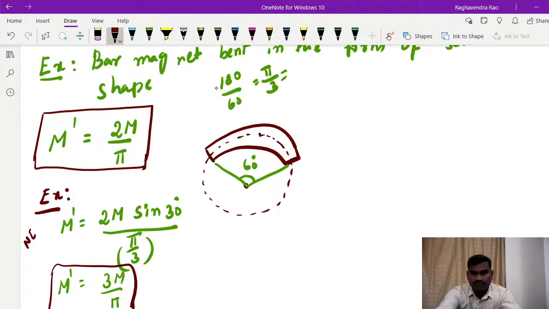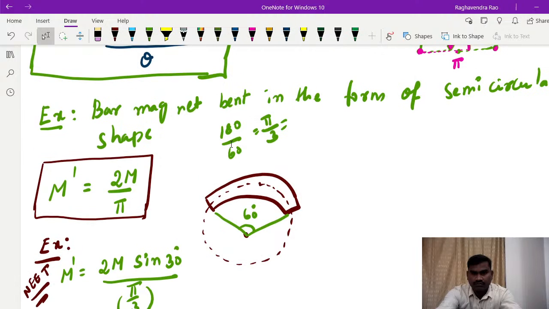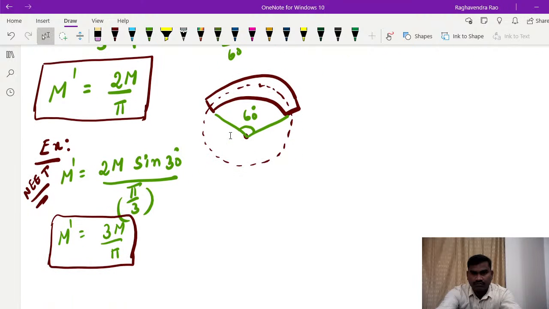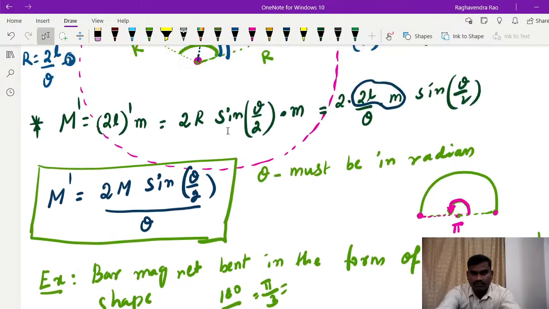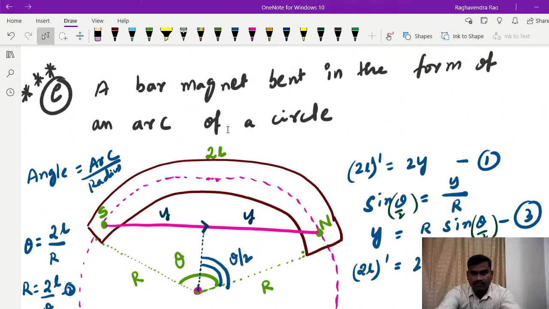This is a previous NEET question. The angle 60 degrees, they asked this question in the NEET examination in 2013. When we see the numericals, we can find out in which year they asked this question. Like that, with 60, 30, they may ask a question on bending of a bar magnet. So if a bar magnet is bent in the form of a semicircle, m dash is equal to m by pi. If it is bent in the form of an arc of a circle making 60 degrees at its center, m dash is equal to 3m by pi. So this arc of a circle is a very important case.